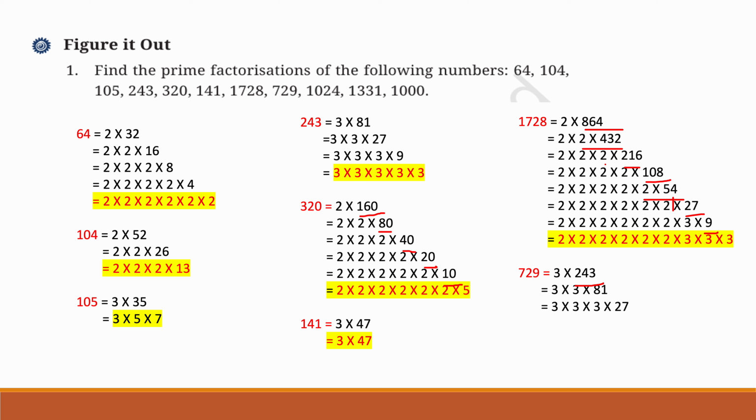Again, 81 can be written as 3 into 27. 27 can be written as 3 into 9. Then 9 can be written as 3 into 3. This is the prime factorization of 729.